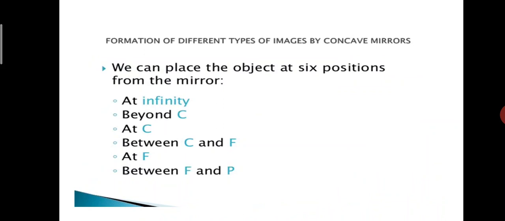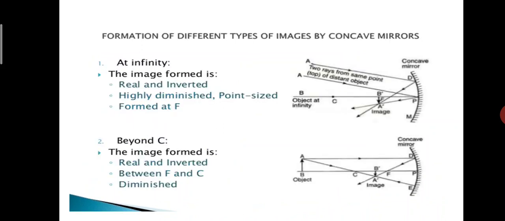We can place the object at 6 different positions to get 6 different types of images by concave mirror. That is, at infinity, beyond center of curvature, at center of curvature, between center of curvature and focus, at focus, and between focus and pole. Let us try to understand with the help of the diagrams.